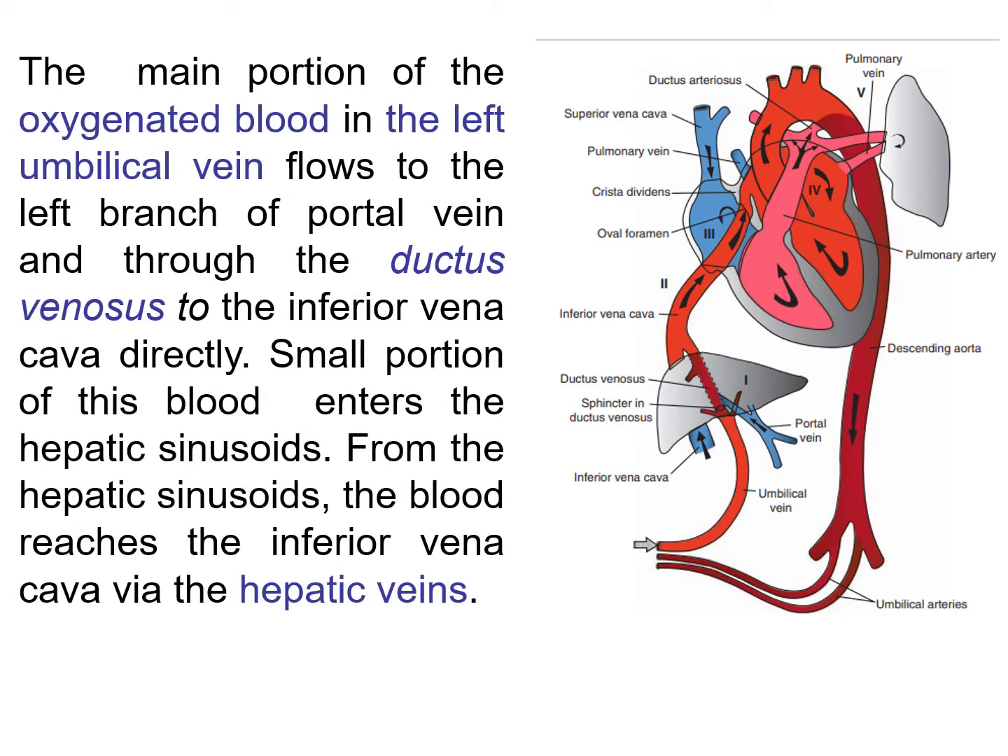So what we have discussed is that the main portion of the oxygenated blood in the left umbilical vein flows to the left branch of the portal vein, through the ductus venosus to the inferior vena cava directly, and a small portion enters the hepatic sinusoids. From there it reaches the inferior vena cava through the hepatic veins.